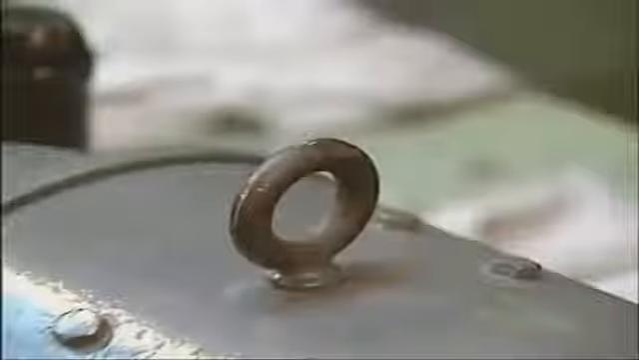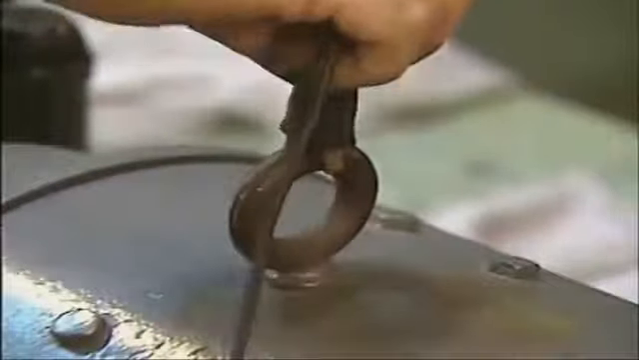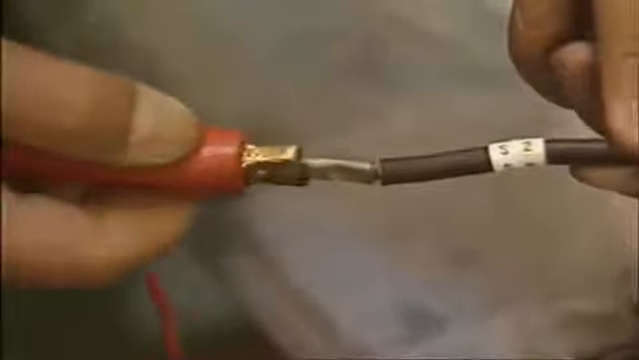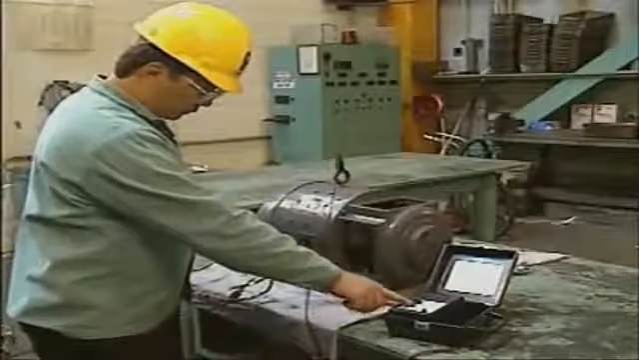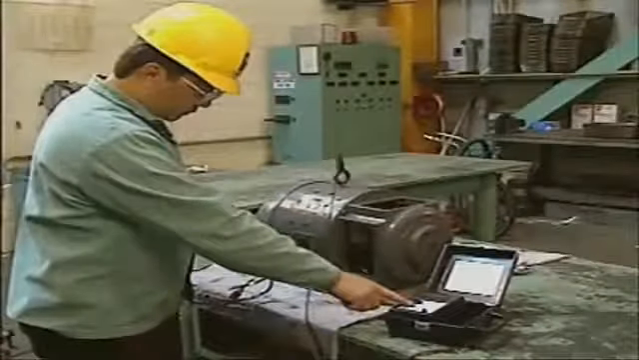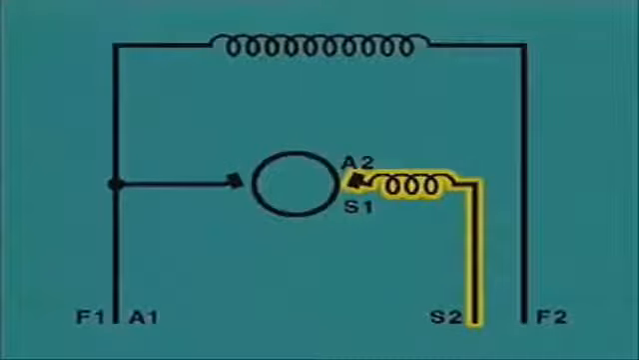To test the series field, the electrician attaches the meter's ground lead to the motor's metal frame, and the meter's line lead to the S lead. When the electrician operates the meter to make the test, it shows a normal resistance reading for the series field. This means that the entire series field can be eliminated. There are no grounds in this circuit.